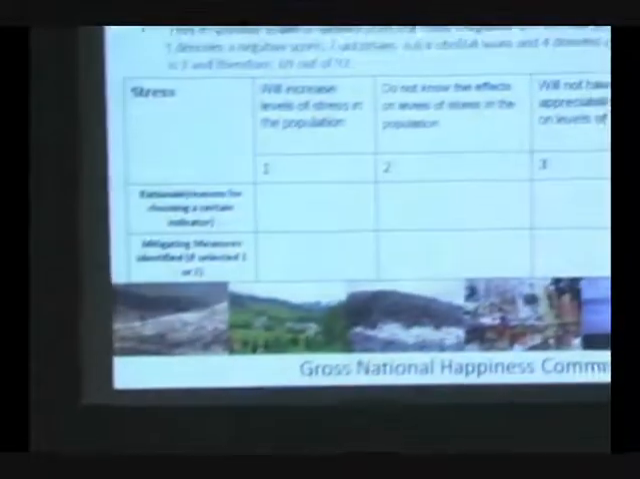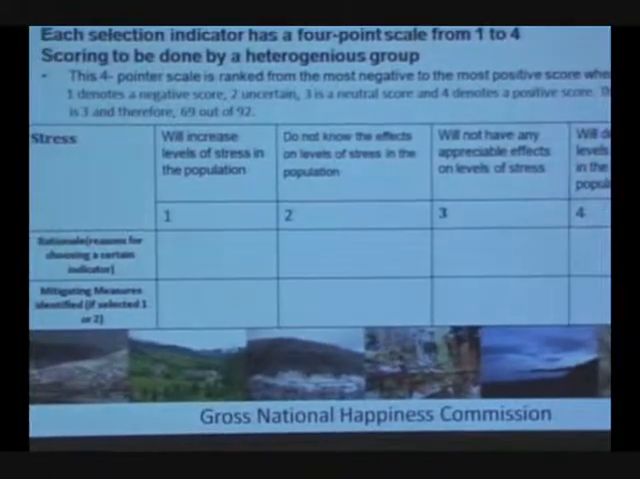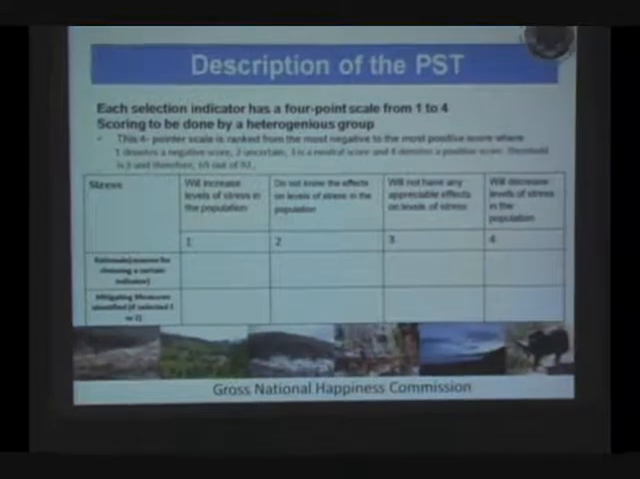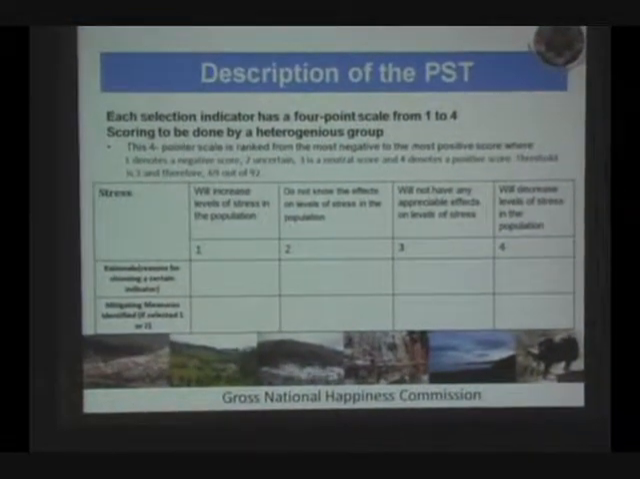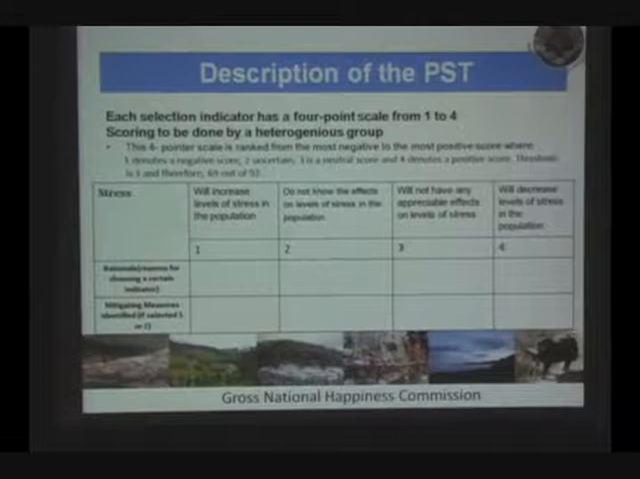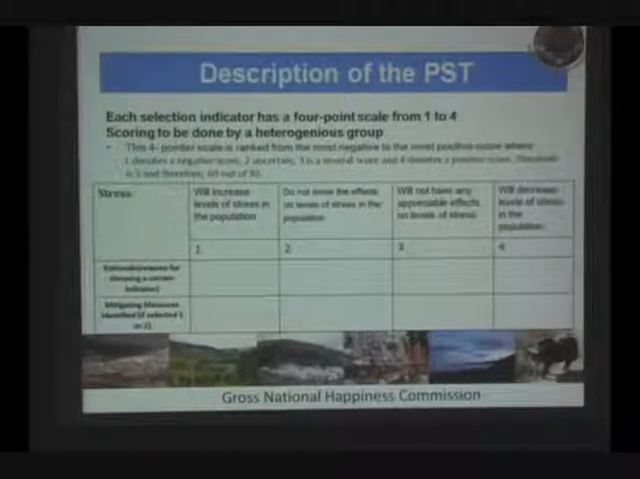The tool which I'll show you is very simple. It just has 4 scores. Basically, 1 denotes a negative score, 2 is uncertain, 3 is neutral, and 4 is positive. For instance, if you're talking about the variable stress, and we are talking about a particular policy, we'll ask: will it likely increase levels of stress, do we not know the effects on levels of stress, will it not have any appreciable effects on levels of stress, which means you know and you find it will not have a bad impact, or will it decrease levels of stress?